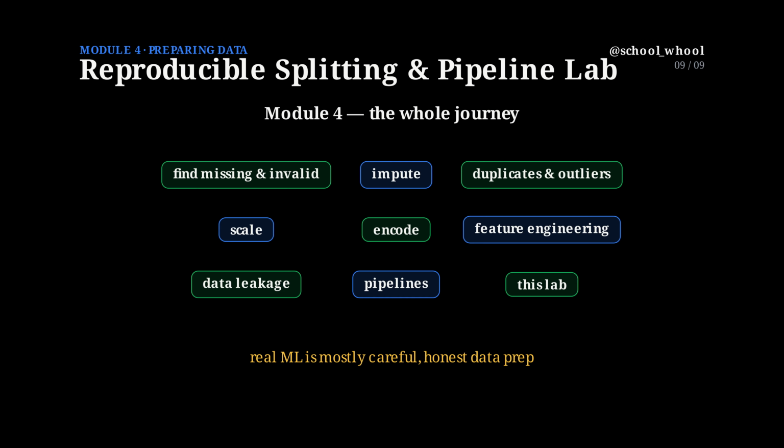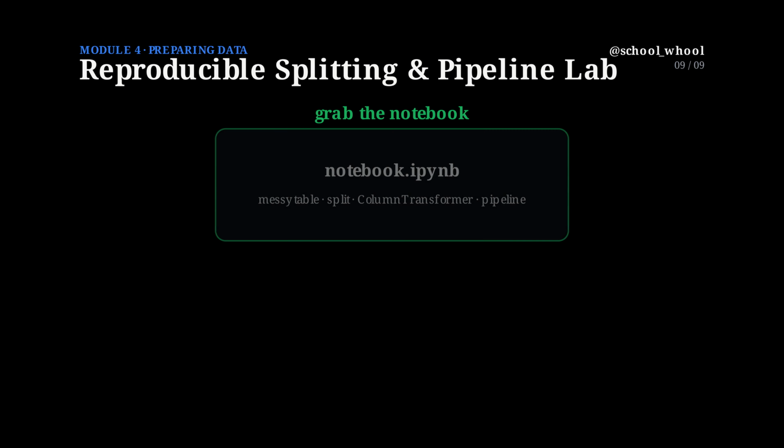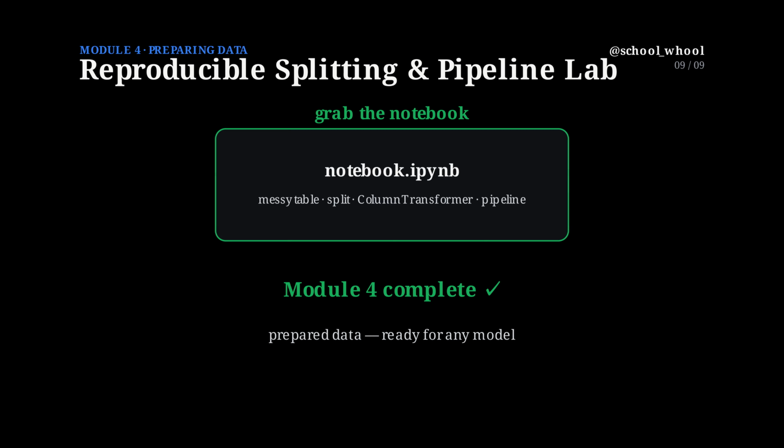The full notebook is yours to run: the messy table, the reproducible split, the column transformer, and the leak-proof pipeline, all in one file. Open it, run it top to bottom, then take the challenges. Prove the leakage guard, add a feature, swap the model.